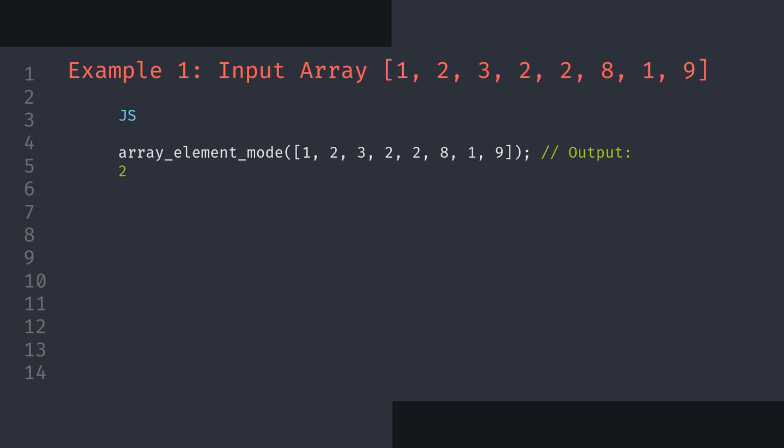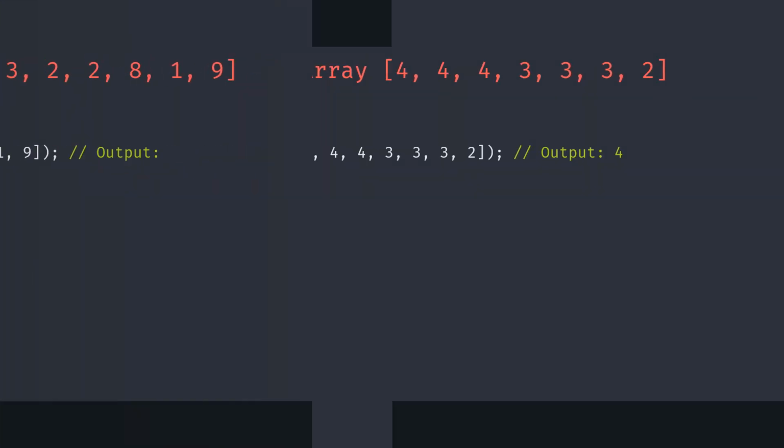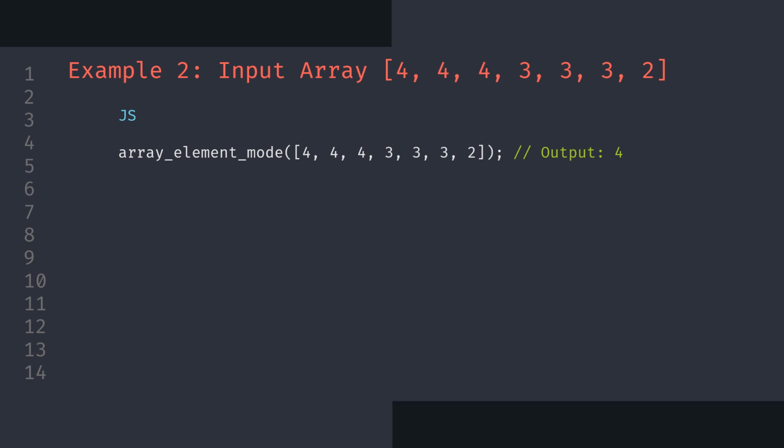In this example, the number 2 appears the most frequently with a count of 3. Therefore, the output is 2. In this case, both 4 and 3 have the same frequency of 3. The program will output 4 because it appears first in the array.